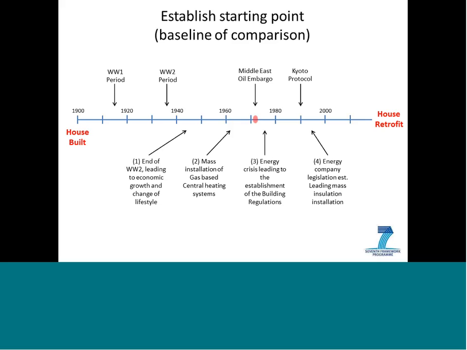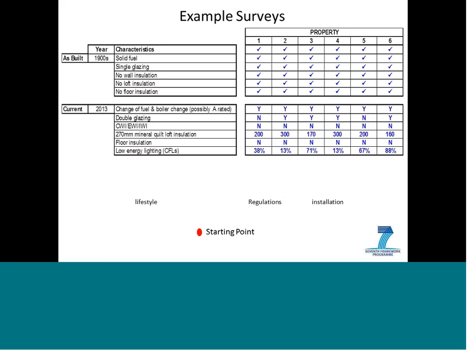Now, if we take a starting point, the most logical point would be here, and this is based upon a survey which we did of 6 properties in the UK. Now you can see here, when they were built, solid fuel would have been used. There would have been only single glazing, and no insulation would have been used throughout.